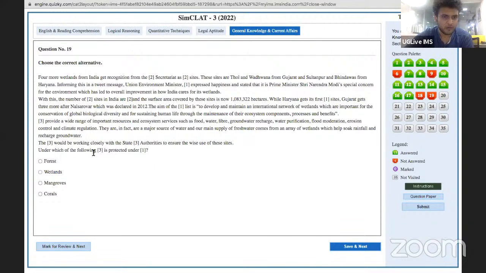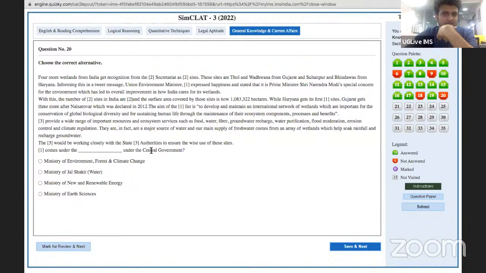Under which of the following is protected? Under which of the following three? Three is where, guys? Three. Dash provide a wide range of important resources and ecosystem services such as food, water, fiber, groundwater recharge, water purification, flood moderation, erosion control, and climate regulation. Right. So would it be forest? Groundwater recharge, water purification can't be mangrove or coral. It has to be wetlands.